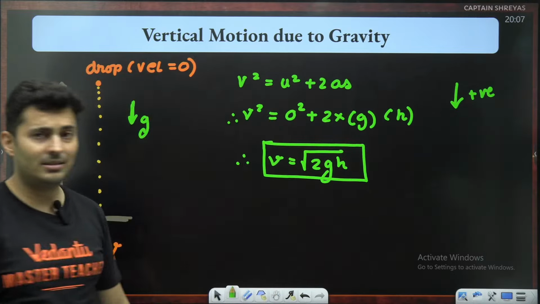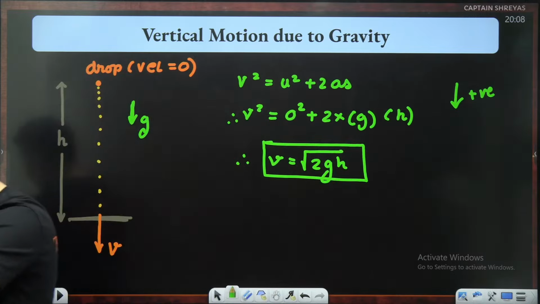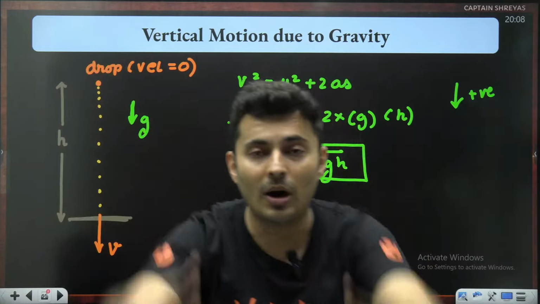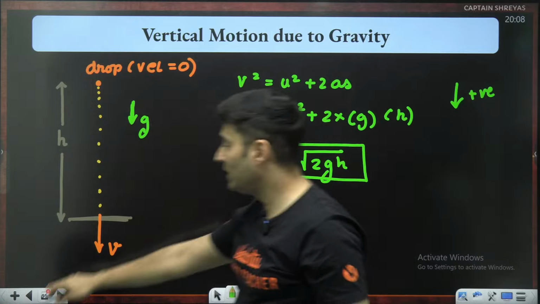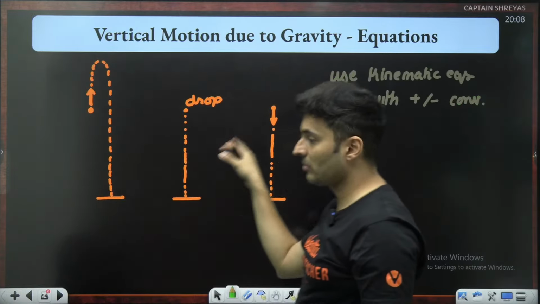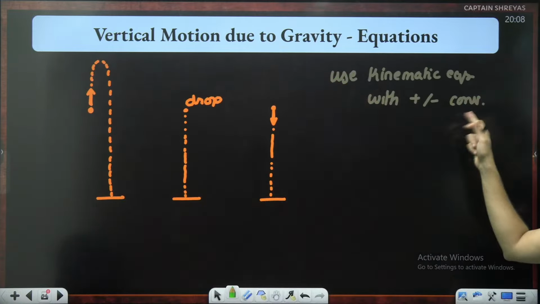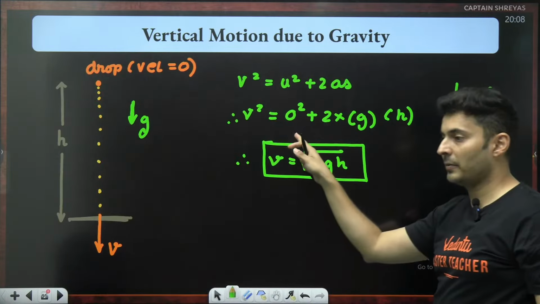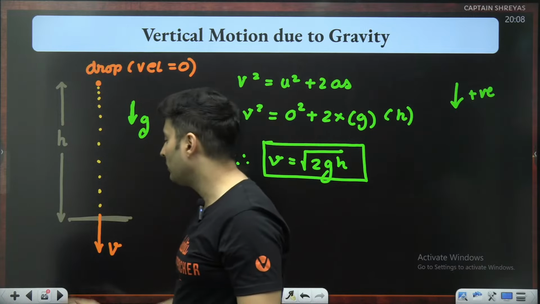Again, you have to memorize this, so don't waste your time in the examination. This is only valid when you drop something, when velocity is 0. If it is not 0, like you're throwing it up or throwing it down deliberately, you have to use kinematic equations, because this derivation involves u is 0. So if u is not 0, you will not get the formula.